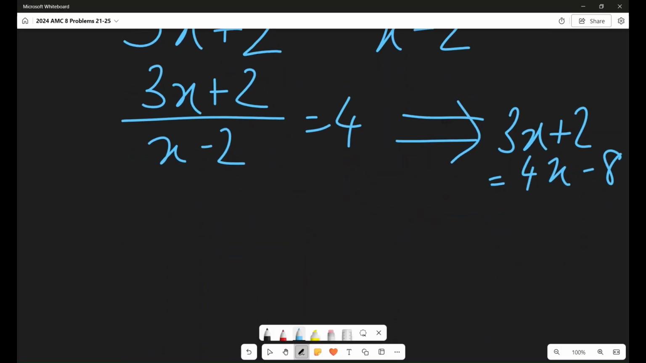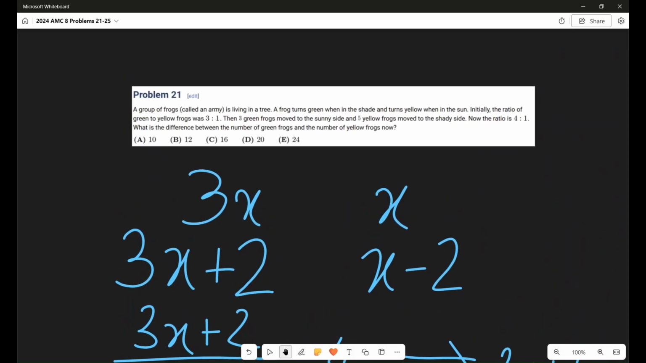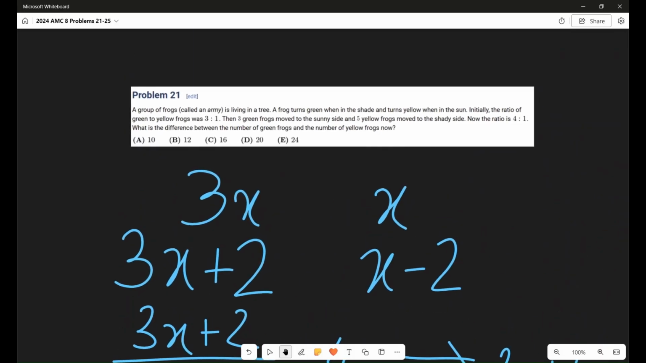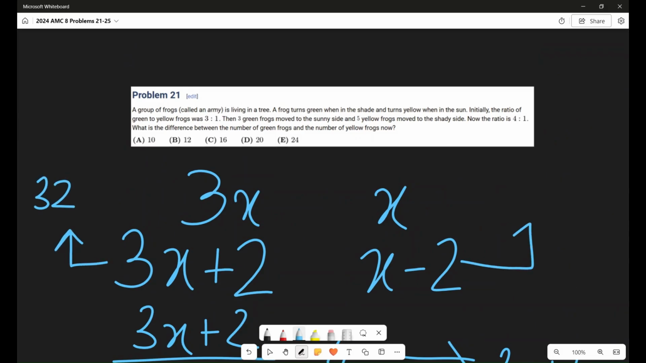Then we can isolate x, and we get x equals 10. And we go back to the question. The question is asking what is the difference between the number of green frogs and the number of yellow frogs now. So now, since we know x is 10, the number of green frogs is 32, and the number of yellow frogs is 8. And the difference is 24, and that's E.